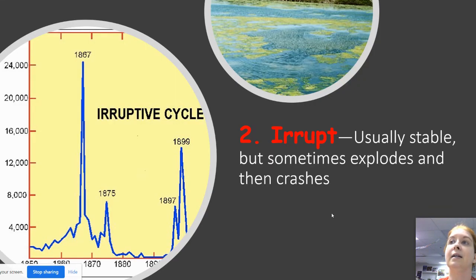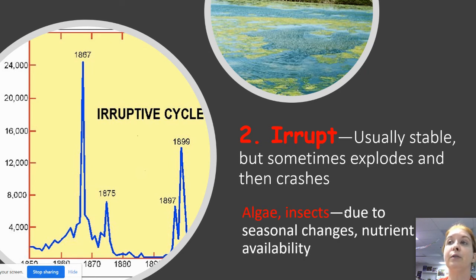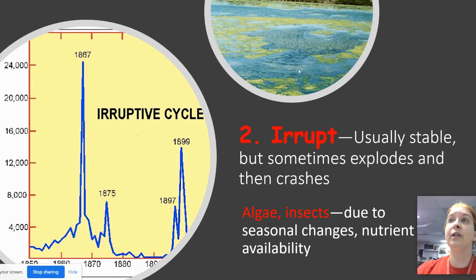Second kind is erupt. So these are usually stable, but sometimes will explode and then crash. So things like algae or insects, due to seasonal changes or nutrient availability, might have a huge increase, like an algal bloom, and then they die back. So that would be an erupt form.